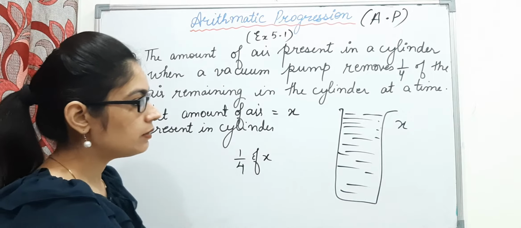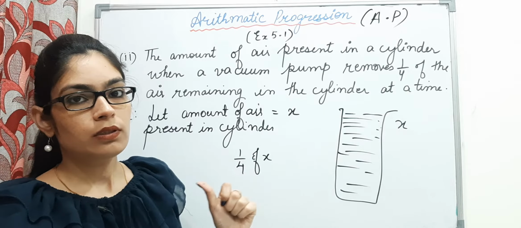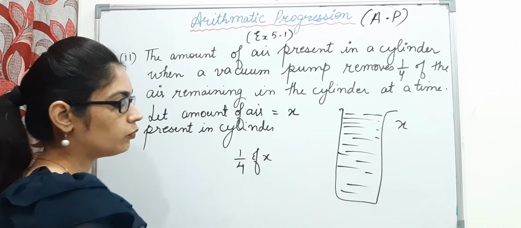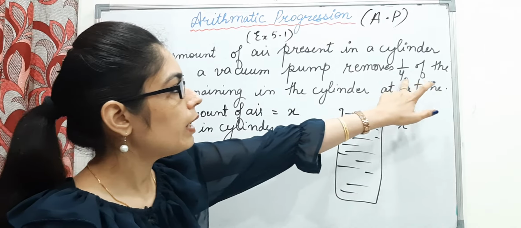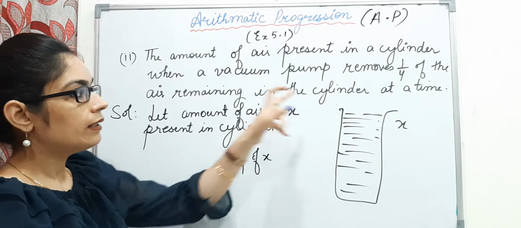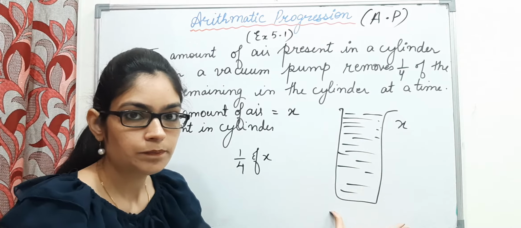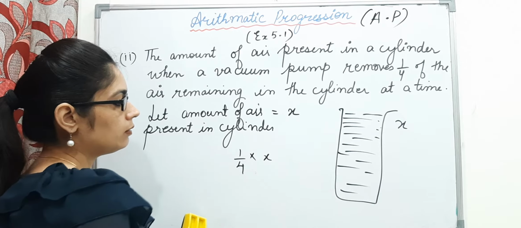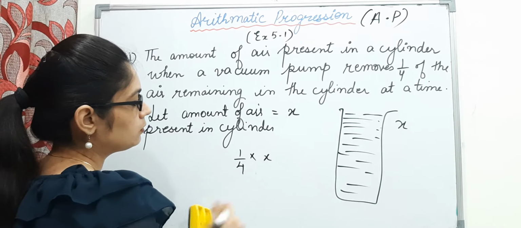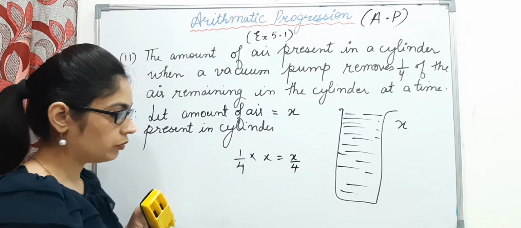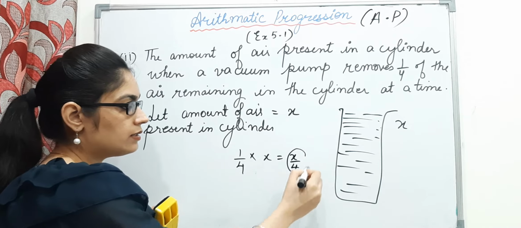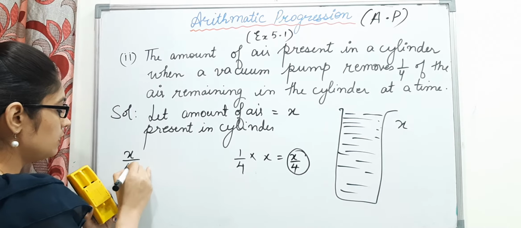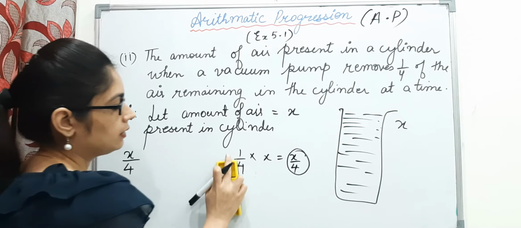Now the total amount is x, so how much is removed? 1/4 of x. It's removed 1/4 of the air remaining in the cylinder. So x is there, how much is removed? 1/4. Of means multiplication only, so 1/4 into x is x by 4. So this is the amount of air removed the first time, and this will be the first term of our sequence.